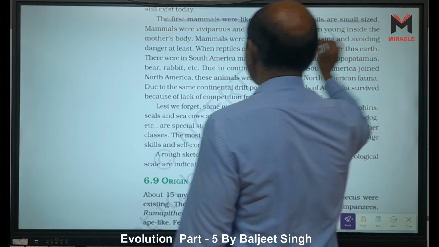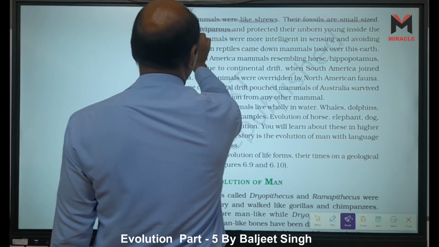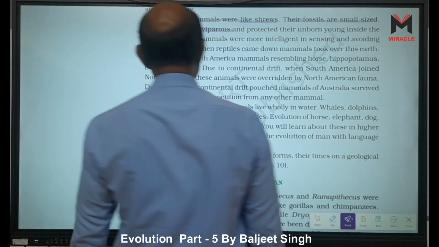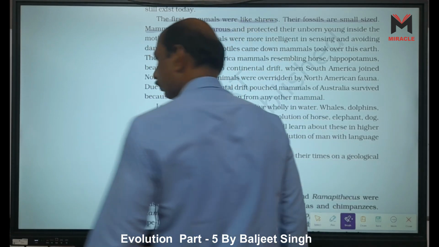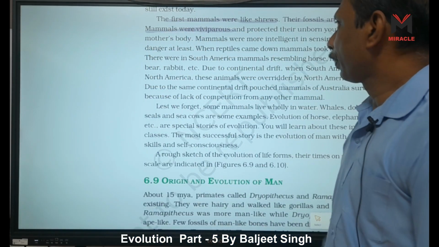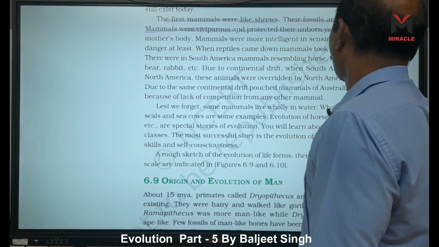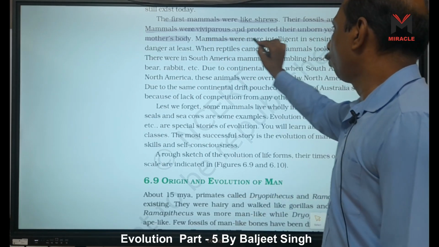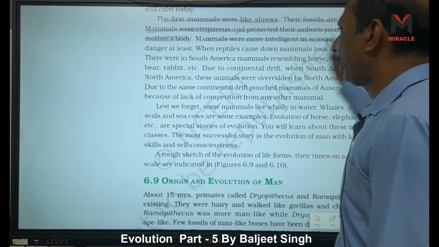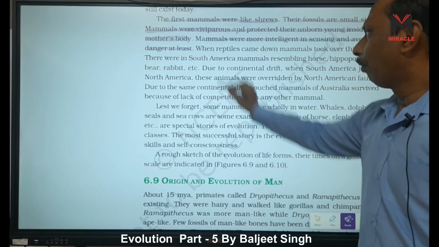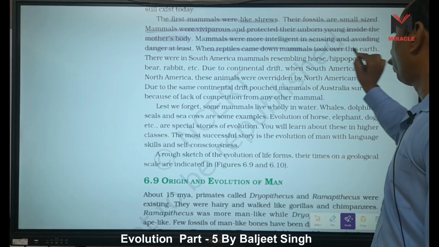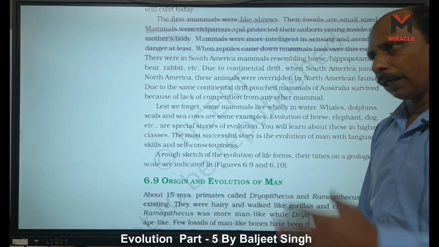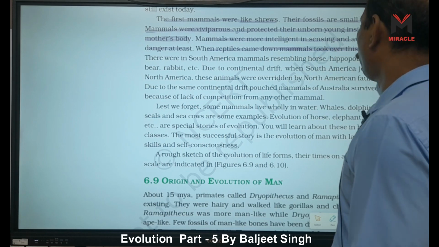Their fossils are small-sized. Mammals were viviparous. Viviparous means giving birth to young ones and protecting the unborn body inside the mother's body. That's why it is called viviparous. Right? Mammals were more intelligent in sensing and avoiding danger at least. When reptiles came down, mammals took over this earth. When reptiles, I mean dinosaurs, were destroyed, then what happened? Mammals took over the earth.